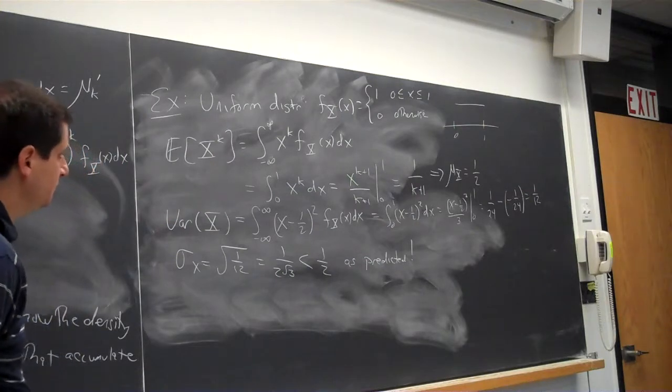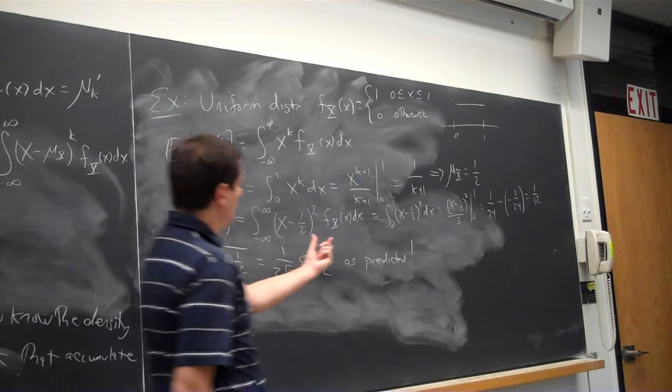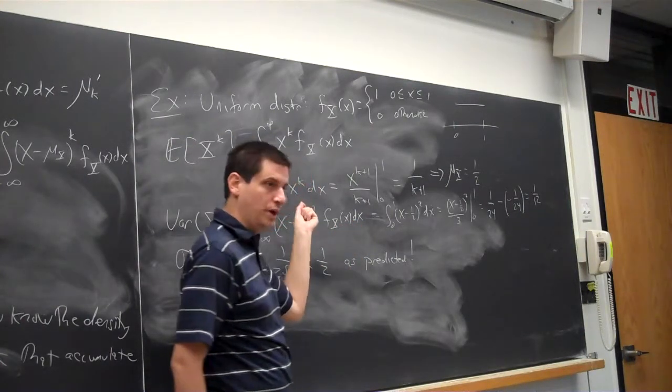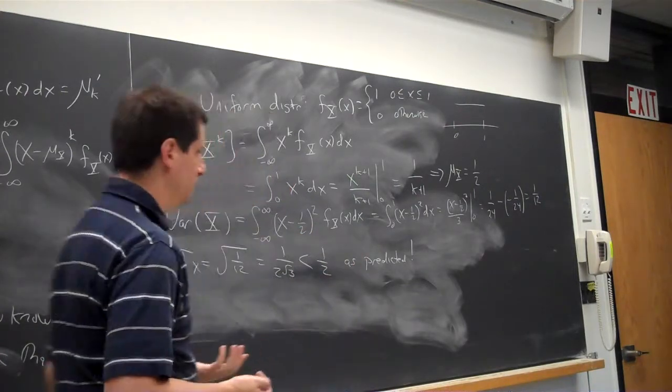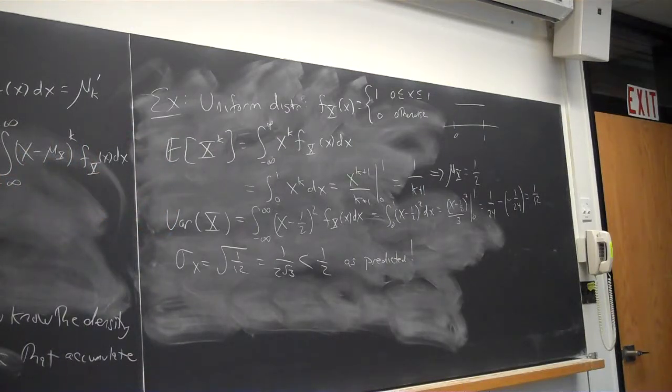Yes? Where did the f of x go in between that process? Well, f of x is identically 1 between 0 and 1, and 0 everywhere else. Okay. So it just becomes integrating from 0 to 1. Okay.